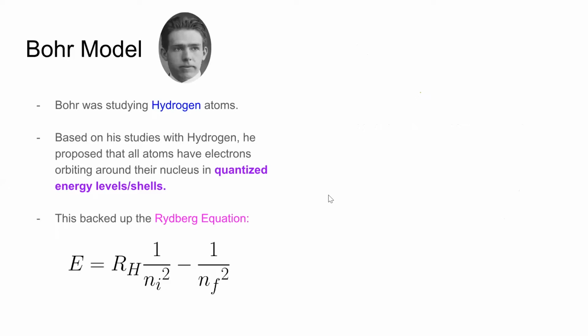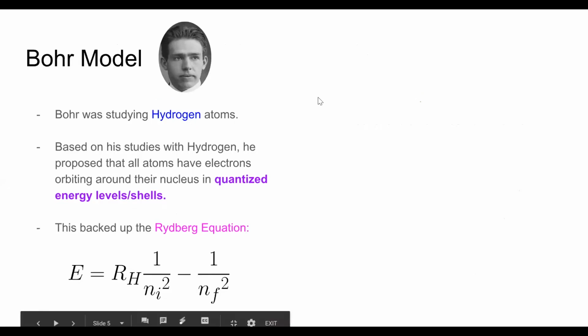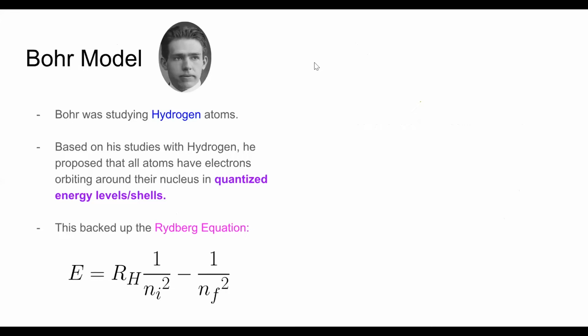All right, so the next one is Bohr's model. So I think his name was Niels Bohr. Niels Bohr's main purpose of study was studying hydrogen atoms. Based on his studies with hydrogen, he proposed that all atoms have electrons orbiting around their nucleus in quantized energy levels or shells. And this relates back to the Rydberg equation, where E is equal to the Rydberg constant times the difference between 1 over n final squared, right?